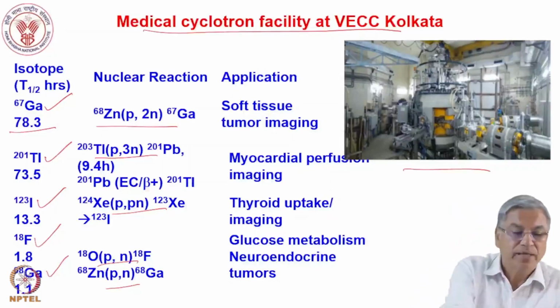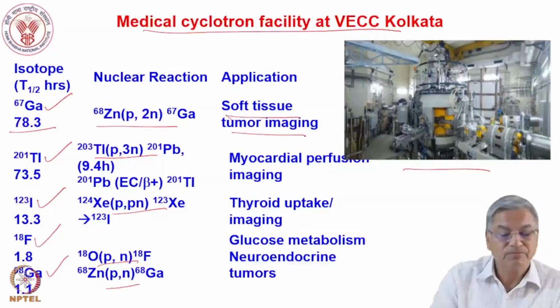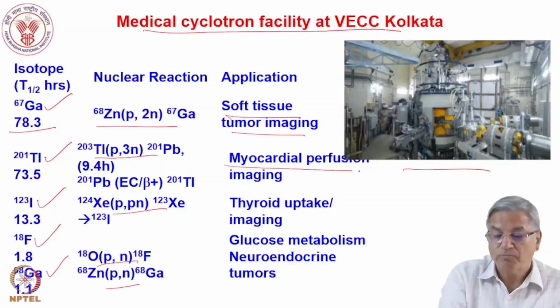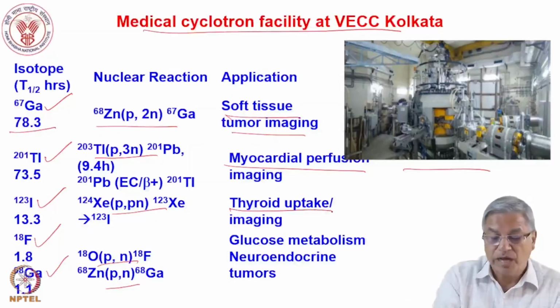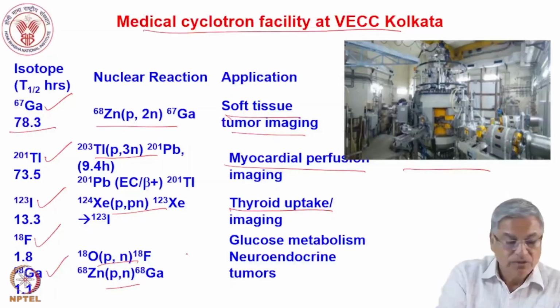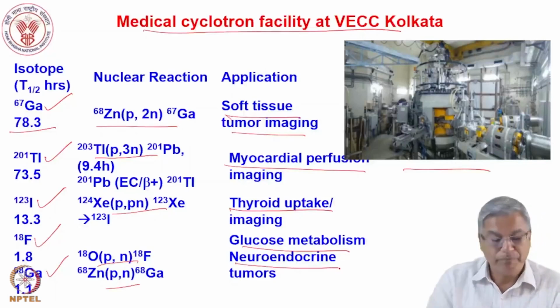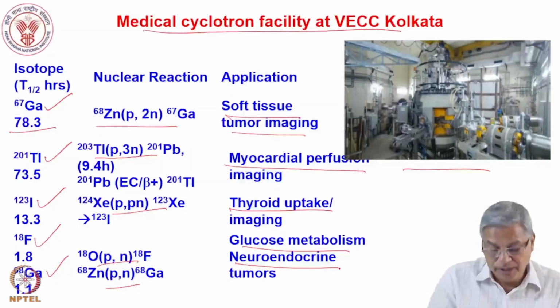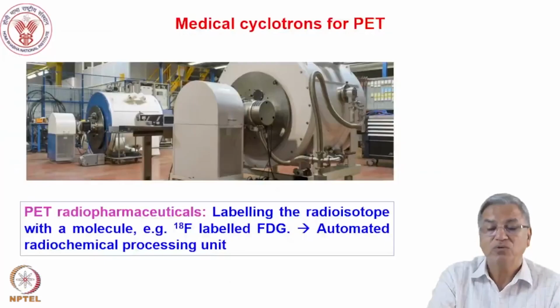So, like gallium-67 for soft tissue tumor imaging, thallium-201 for myocardial perfusion imaging, iodine-123 for thyroid imaging, F18 for glucose metabolism, and gallium-68 for PET analysis of neuroendocrine tumors. So these are the kinds of activities being produced at the medical cyclotron.